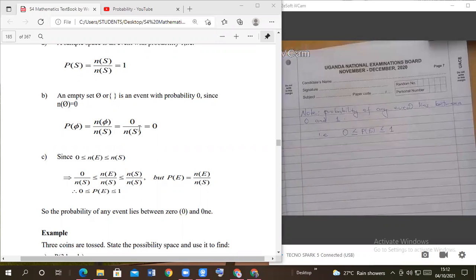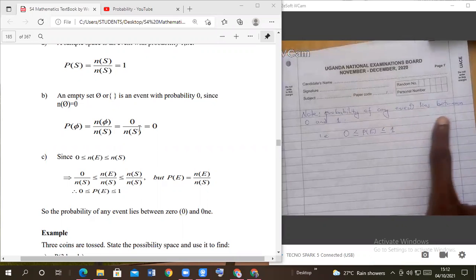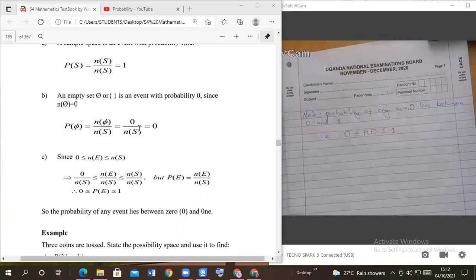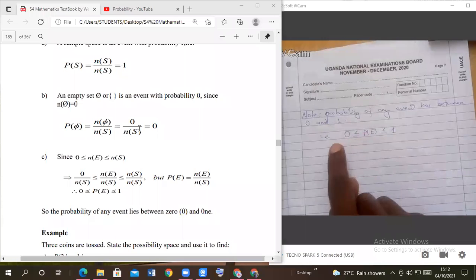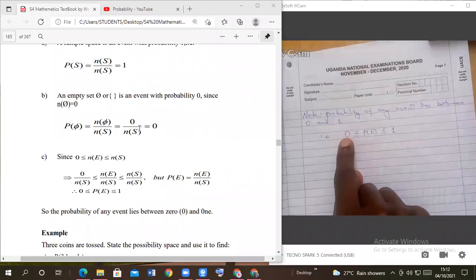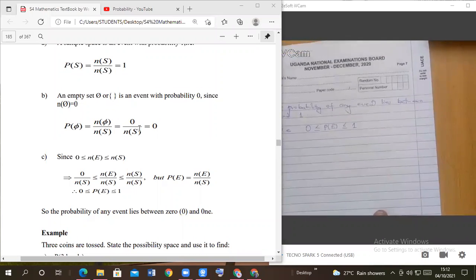Who can make sense of that statement? Probability of any event lies between 0 and 1, which means there is no negative probability. There's no probability that goes beyond 1, and there's no probability that is less than 0. So that is the marking point.